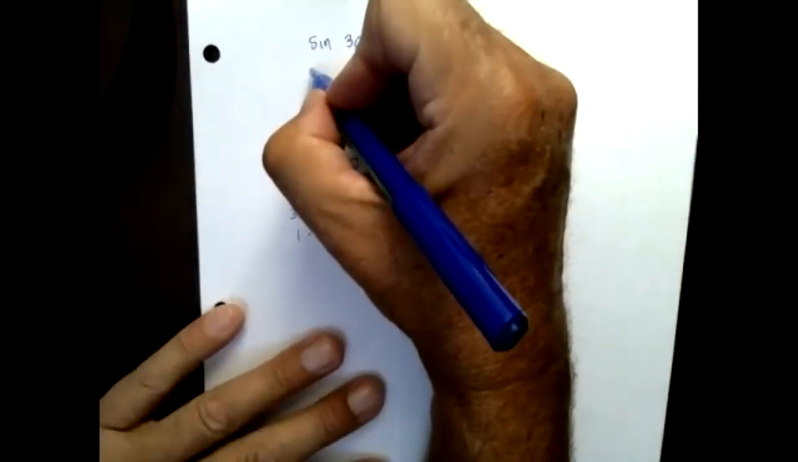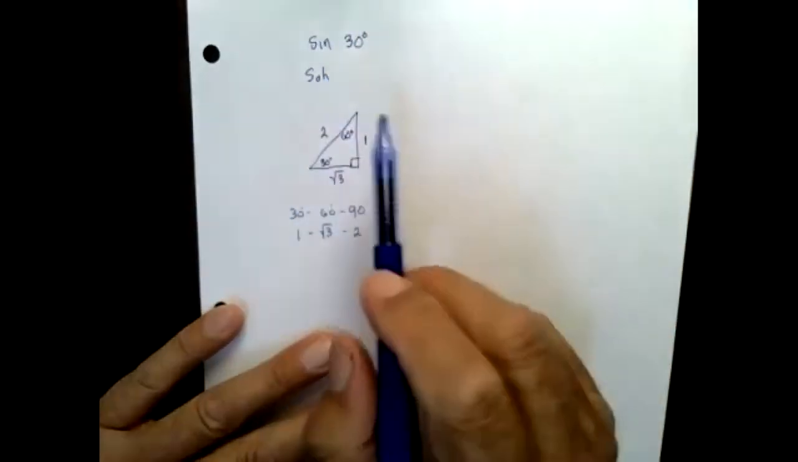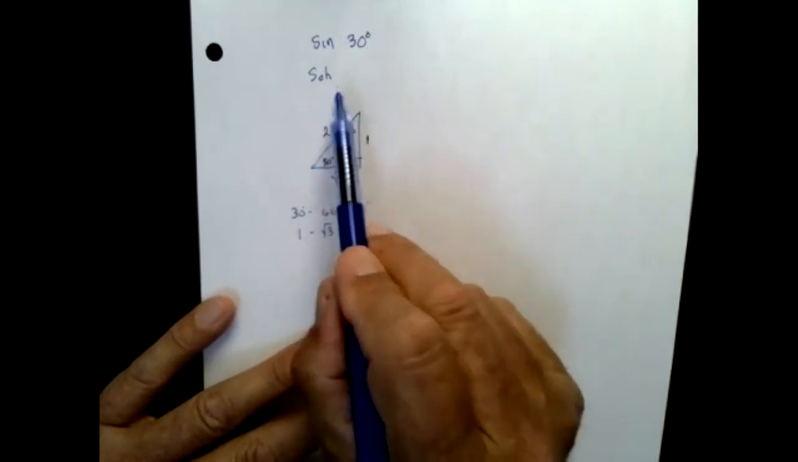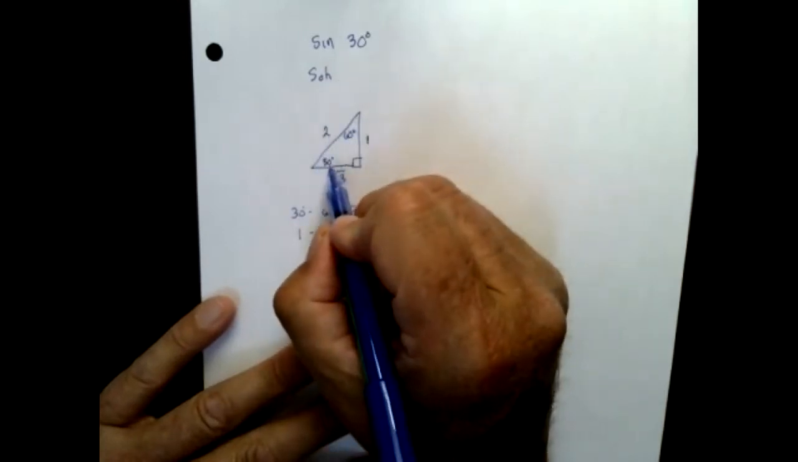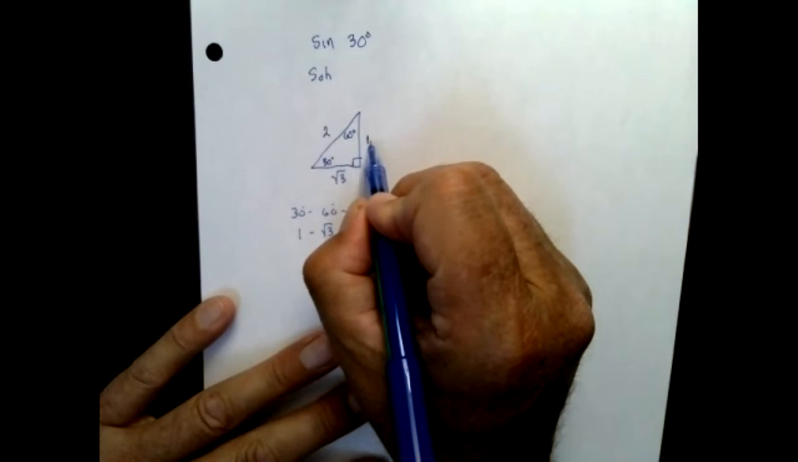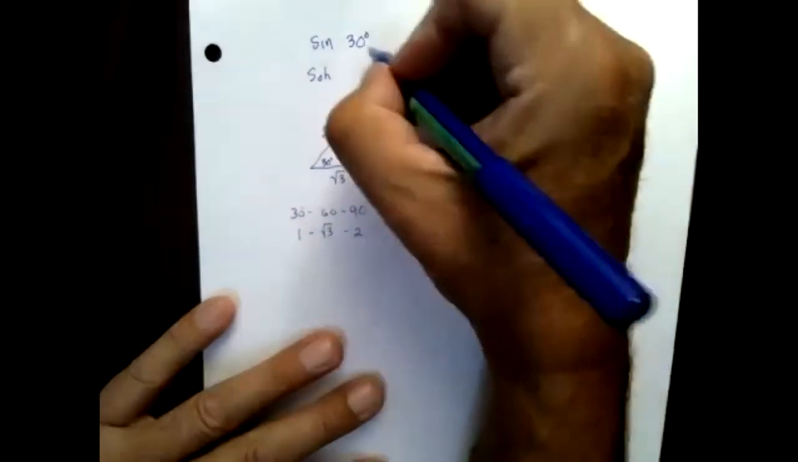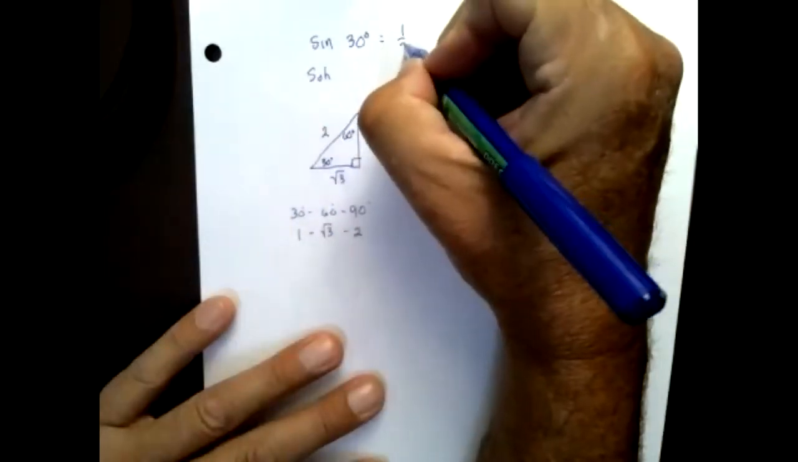So for sine, once again, we're going to use SOHCAHTOA. I only need the sine. So the opposite of 30 is 1, and the hypotenuse for 30 is 2. So this equals 1/2.